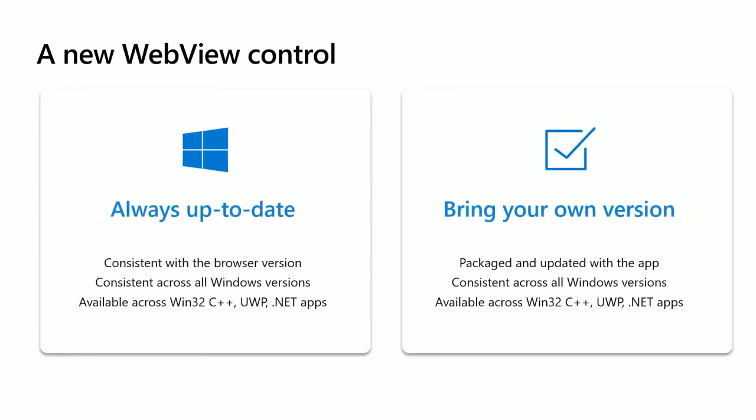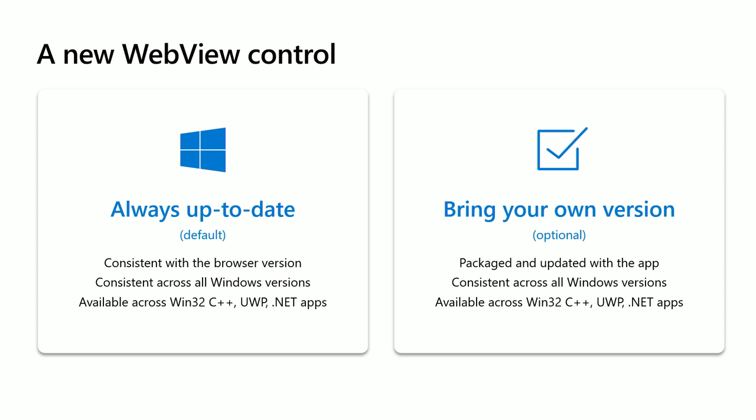Now, for some app developers, we hear that you want something a little bit more stable for application compatibility. So you might have a higher bar for app compat. You want to be able to test every version of the web platform to make sure that it works great with your app before you take the update. So we're going to be offering an always up-to-date option and a bring your own version option as well. We call this Web View Choice.